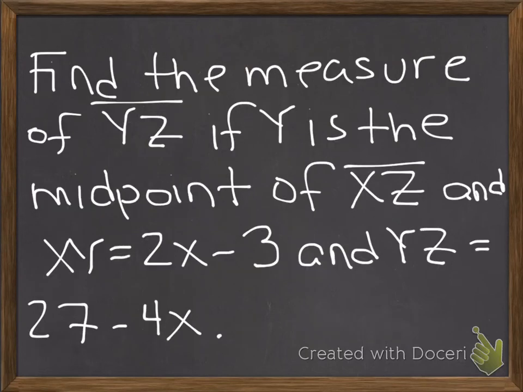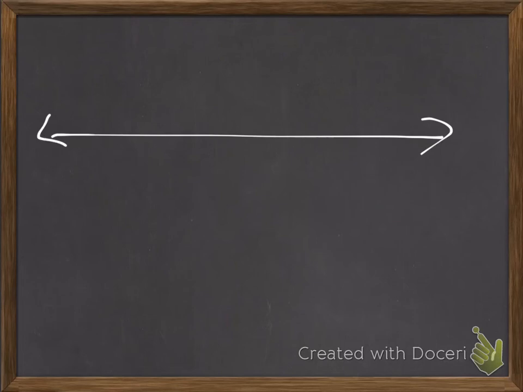So we're going to find the measure of YZ if Y is the midpoint of XZ. So we're going to set this up as the midpoint formula. So if you're going to find YZ, and we have XY, and then we have YZ. What I would suggest here is to draw this out. So Y is the midpoint of XZ. So I'm going to draw XZ, and then label Y as the midpoint. And then I can fill in each part.